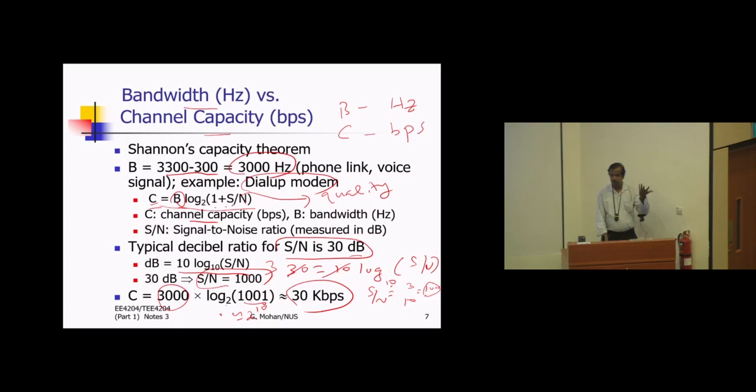Actually the commercial one was slightly more, around 56K, I think. But this formula is relevant for other types of communication, through coaxial cable or fiber or anything.